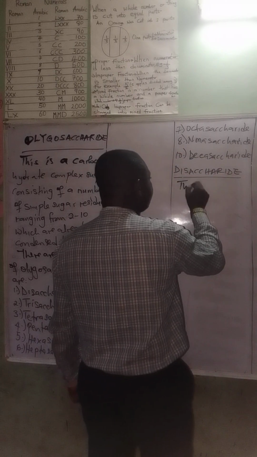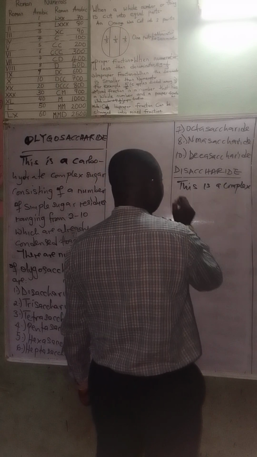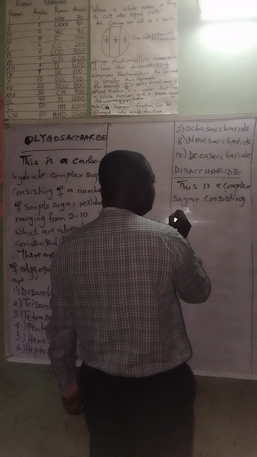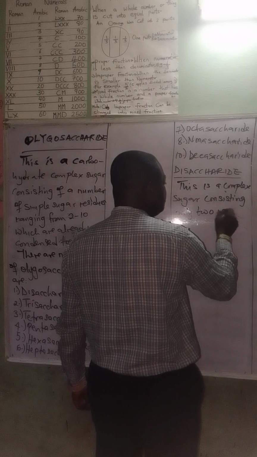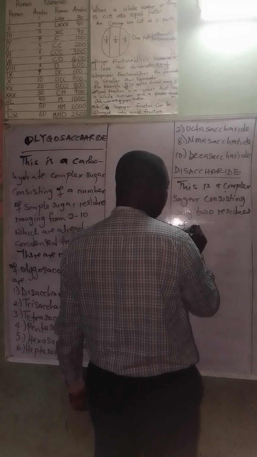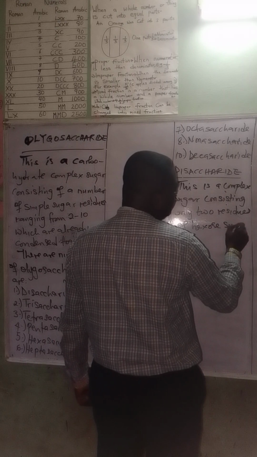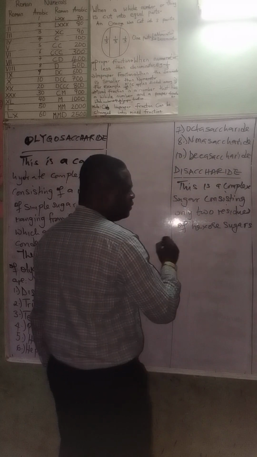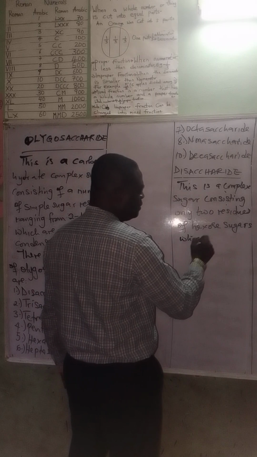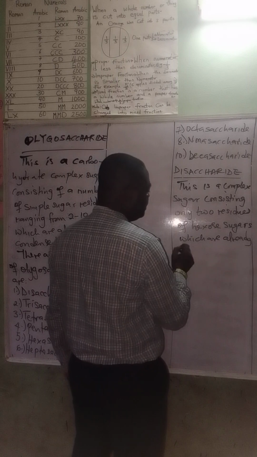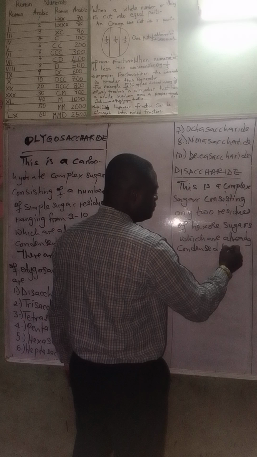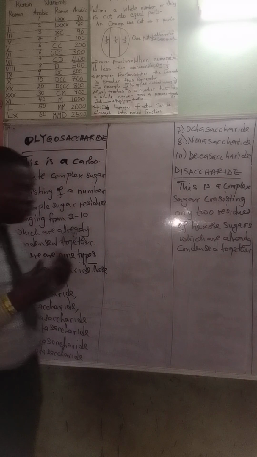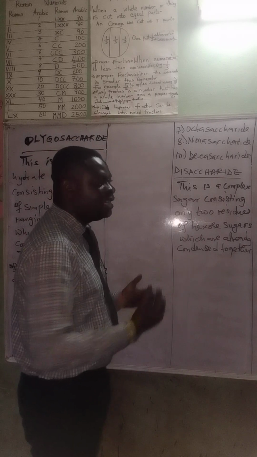Now, this is a complex sugar consisting of only 2 residues of hexose sugars, 2 residues of hexose sugars, which are already condensed together. They are already condensed together. You know, we have discussed condensation before: combination with the elimination of water molecule.